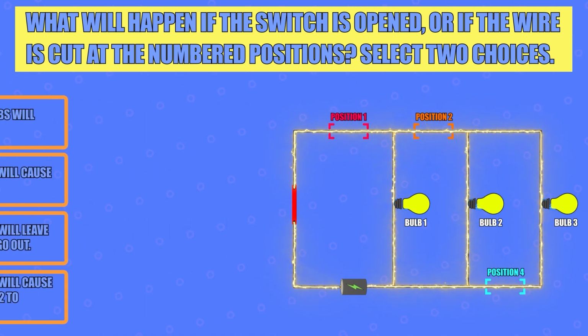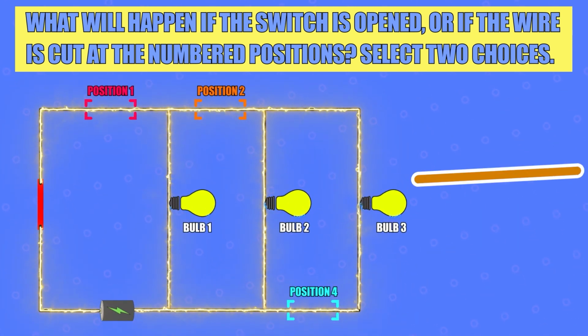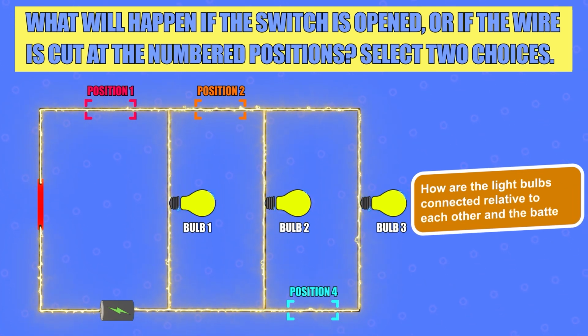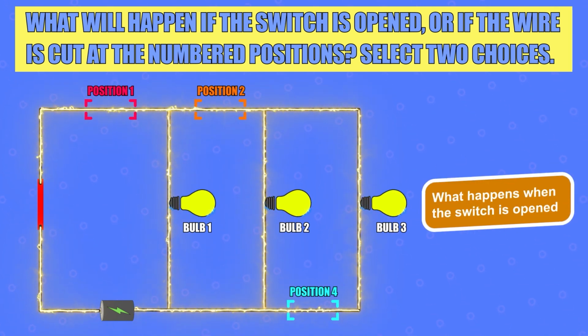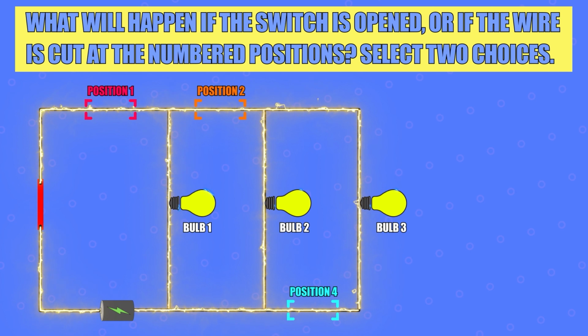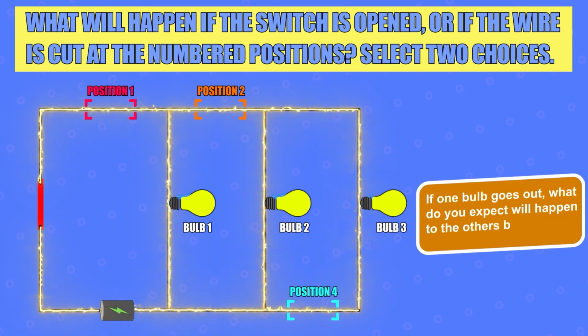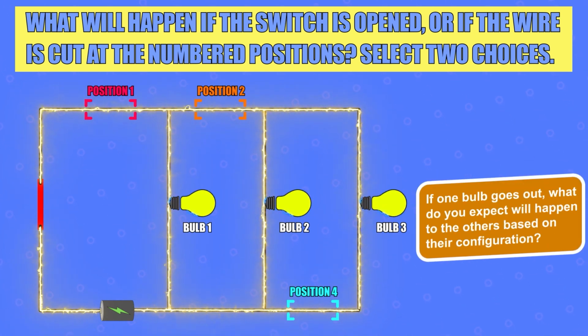Engage with these guiding questions. Investigate. Examine the circuit diagram. How are the light bulbs connected relative to each other and the battery? Analyze. Predict the flow of electricity. What happens when the switch is opened? Consider. If one bulb goes out, what do you expect will happen to the others based on their configuration?